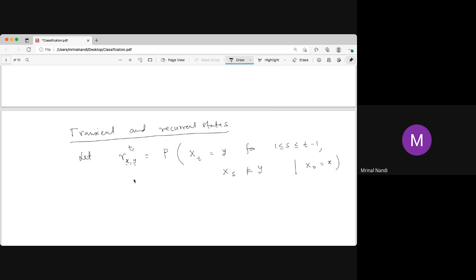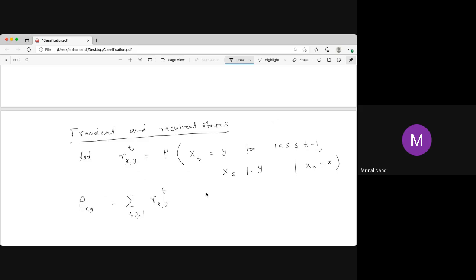Now this probability depends on t, right? I will define one more thing. Rho_xy is the sum over t greater than or equal to 1 of r_xy(t). What is the meaning of that?